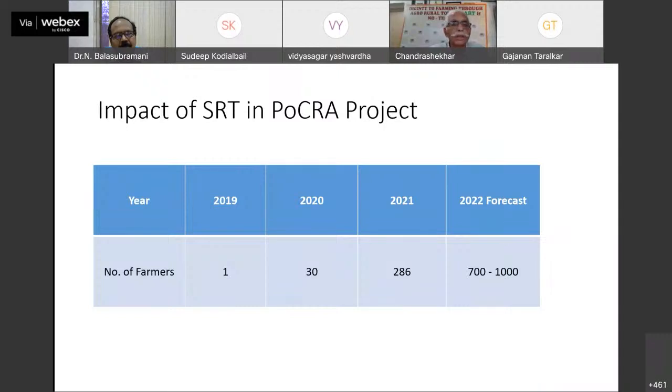This POKHRA started about 3 years ago in 2019. They had only one farmer using this SRT no-till method of farming. In 2020, next year, from 1 to 30 farmers. In 2021, 286 farmers. And this year, they are expecting between 700 to 1,000 farmers. That's a wonderful growth. And this is where I say that the movement is about to start.